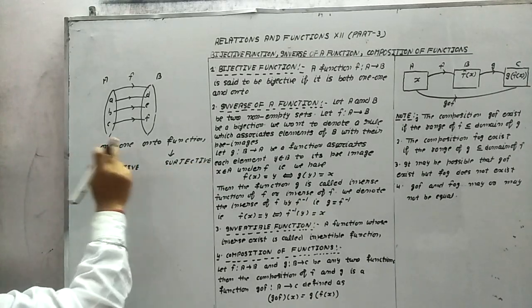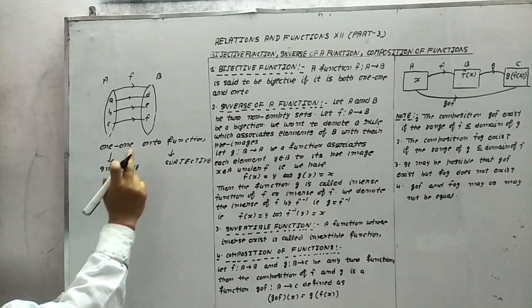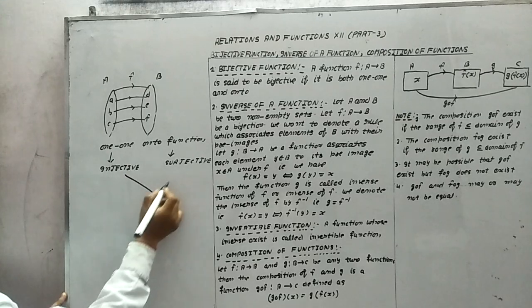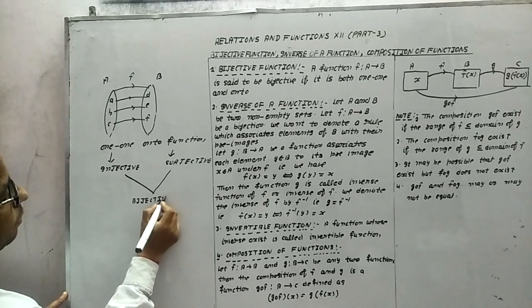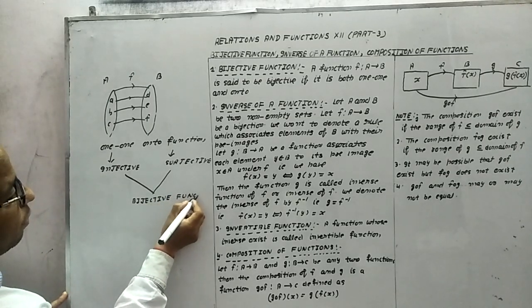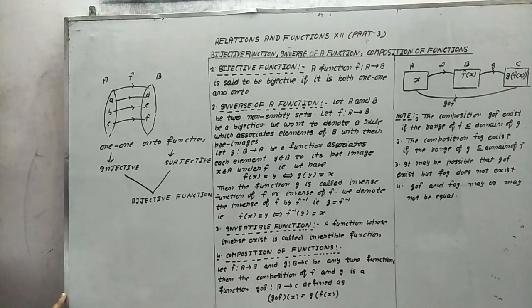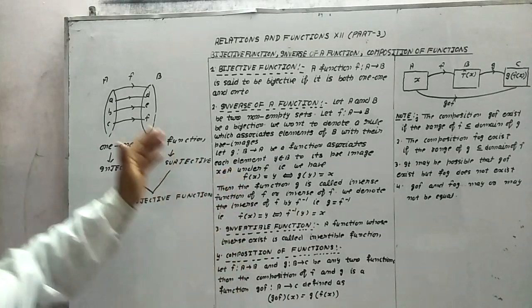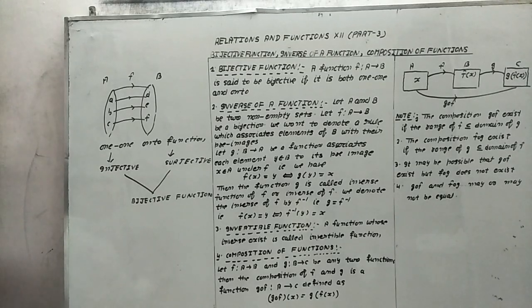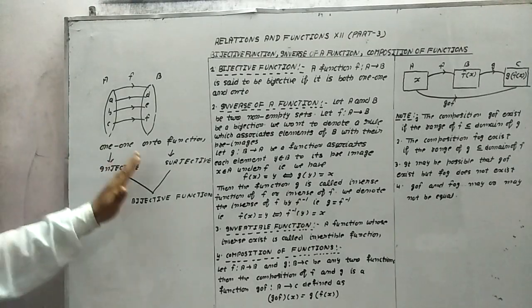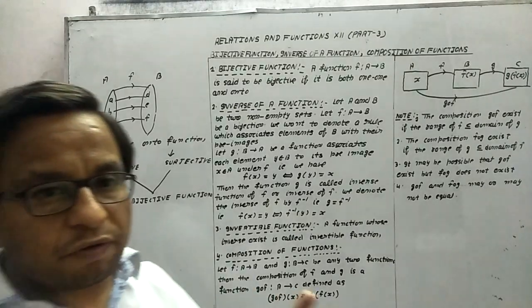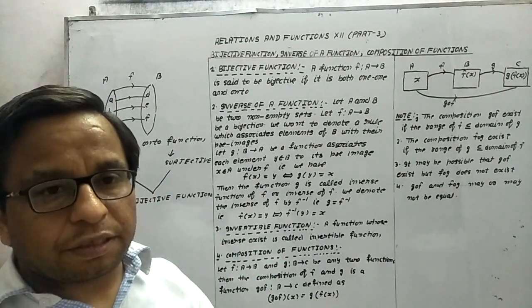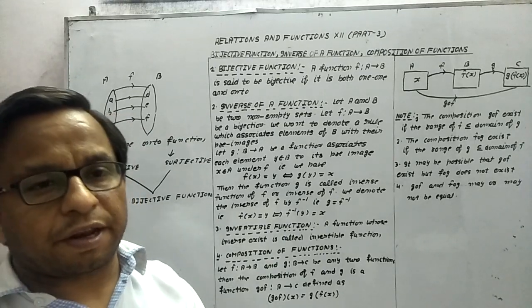Now, if a function shows both parts, injective and surjective, then we will say that this function is a bijective function. So what is the definition of a bijective function? If a function is one-one and onto, then it is known as a bijective function. This is a very important part; you have to keep it in your mind. If we have to check that a function is bijective, we have to check two things: first is one-one, that is injectivity, and second is onto, that is surjectivity.